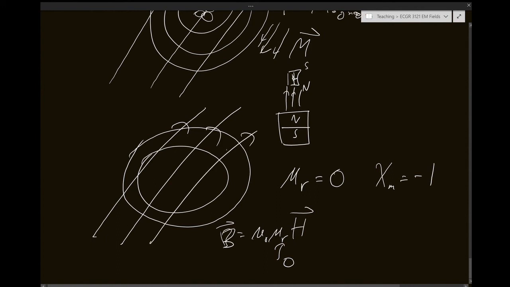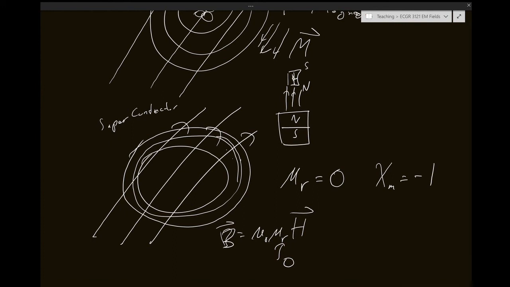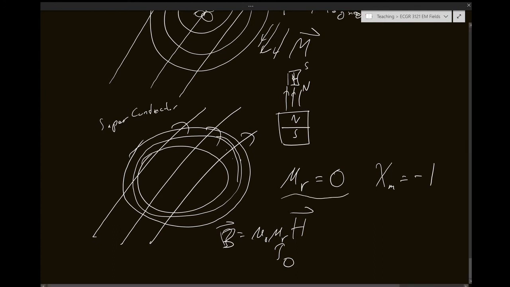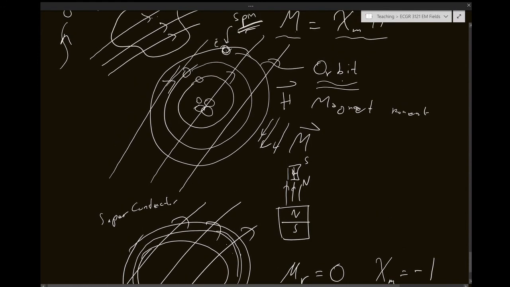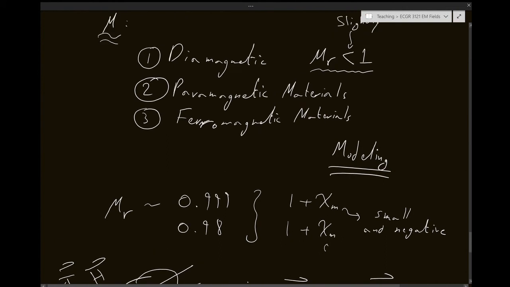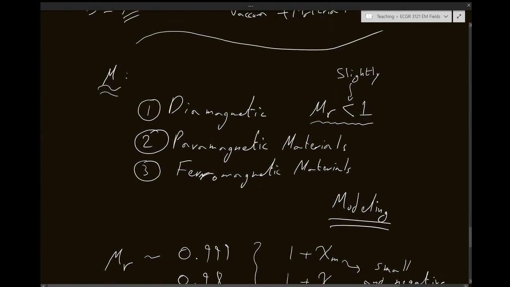This is one of the things that make the superconducting materials completely lossless conductors. Because if there was a B field inside, it will interact with the moving charge and it will take away energy from the moving charge. But because there is no B field inside, right, there won't be that energy exchange. So yeah, superconductors are the one exception where mu r is 0. It is a diamagnetic material, but most diamagnetic materials have mu r closer to 1, slightly less than 1.